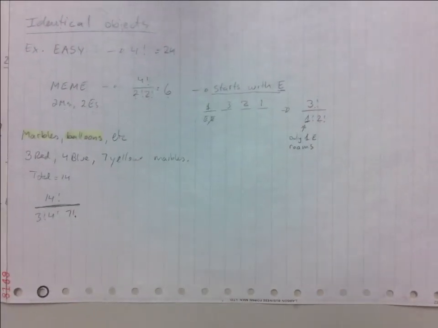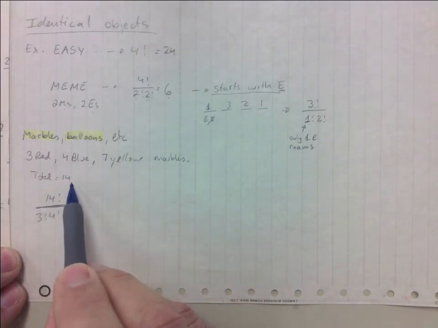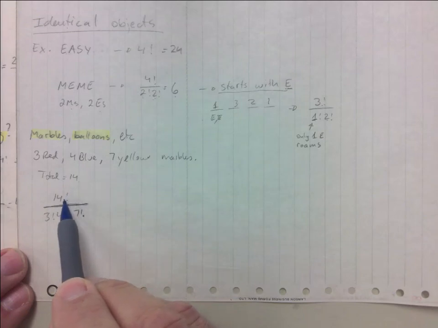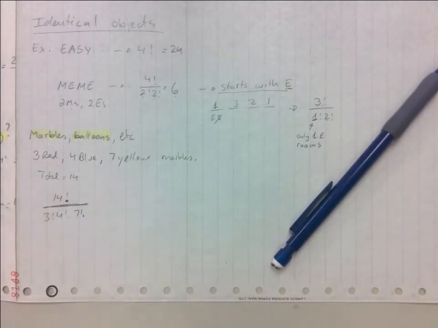Next, marbles. If you have 3 red, 4 blue, 7 yellow, you add it up, it's 14. So it's 14 factorial, and then 3 factorial, 4 factorial, 7 factorial as well at the denominator.